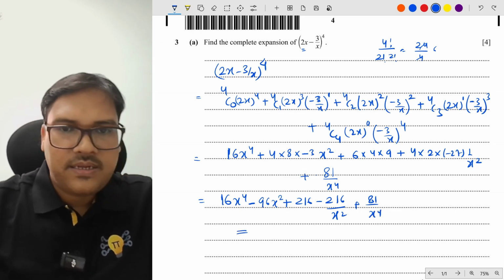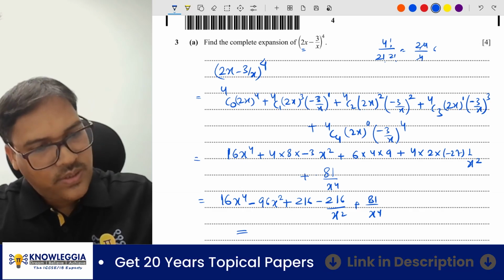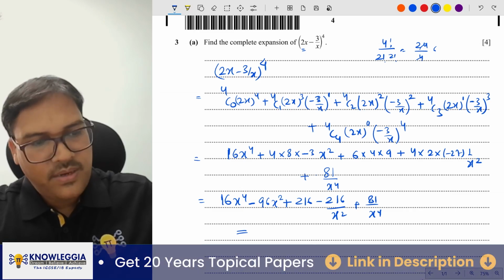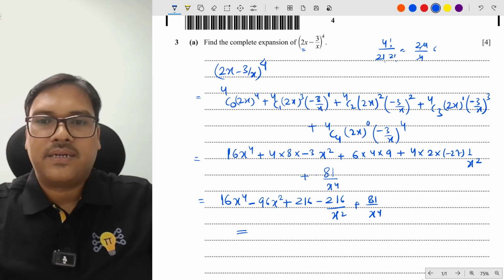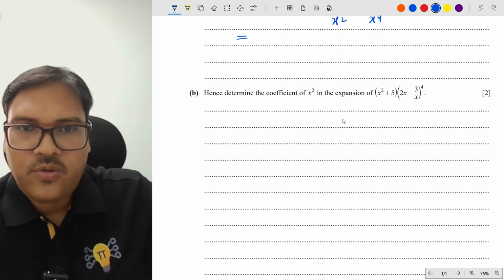Let's verify the answer. Final answer: this is 16x raised to 4, 96 x square, then this is 216, this is 216 by x square, and 81 by x raised to 4. That is the correct answer. Okay. So this is how we can expand using binomial.